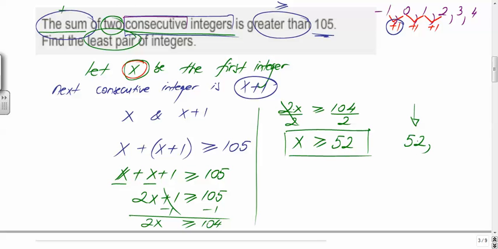And if my x is 52, my x plus 1 would be 53. And this is the answer to your problem, okay? The pair of integers here would be 52 and 53. If you add them up, that should give you 105. Is that so? I think so. Good. Let's do another one.